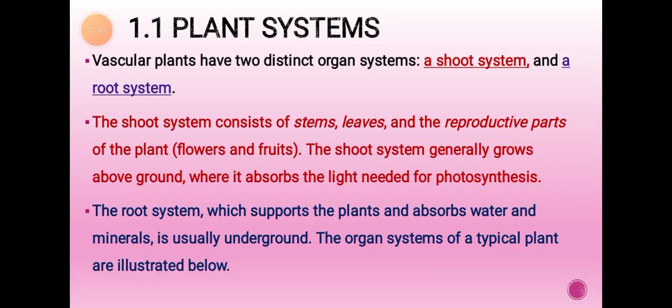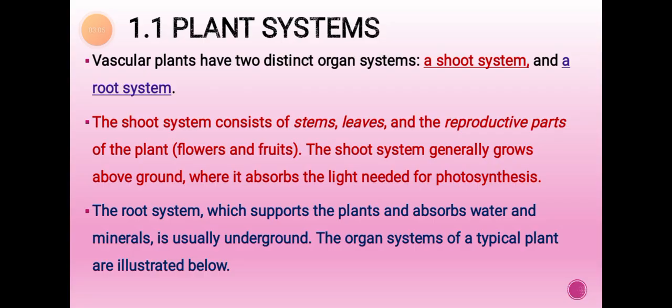It has different kinds of things inside it, like stems, leaves, fruits, and all the reproductive parts like flowers and seeds. All these parts are present in the shoot system. So this is basically the importance of the shoot system.